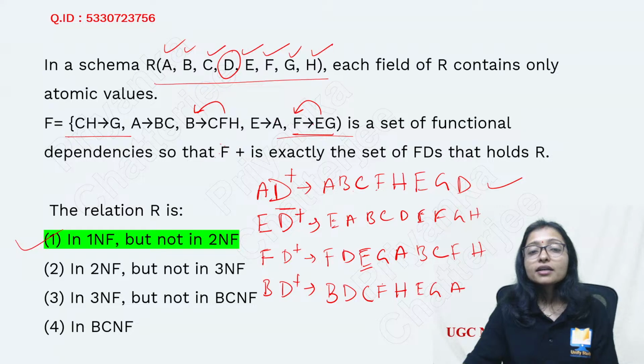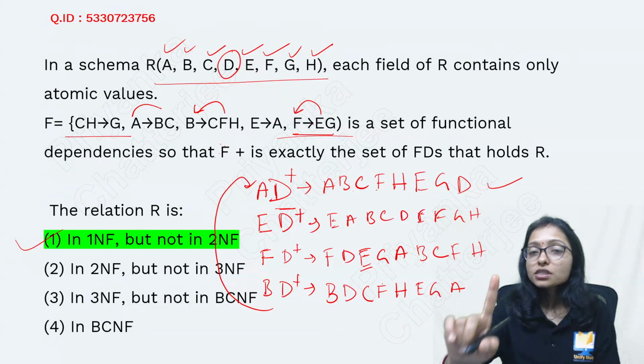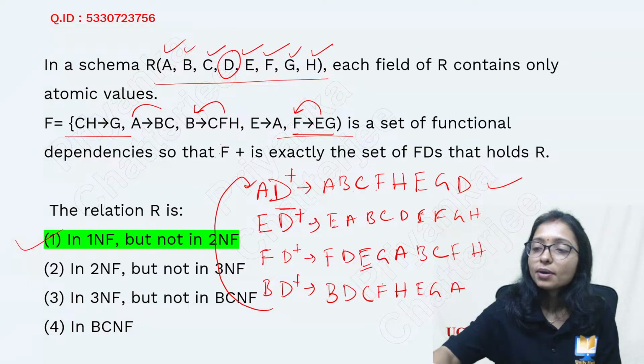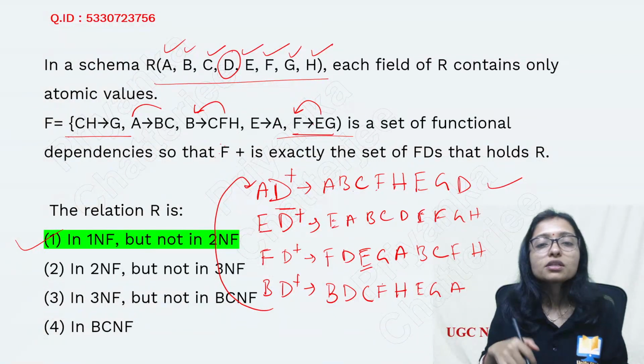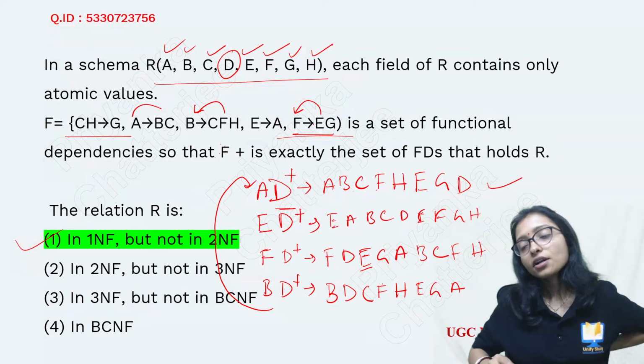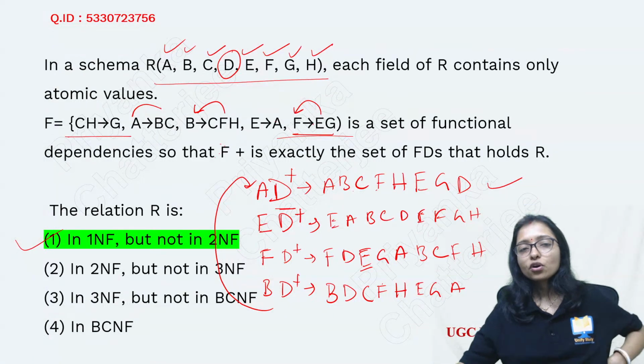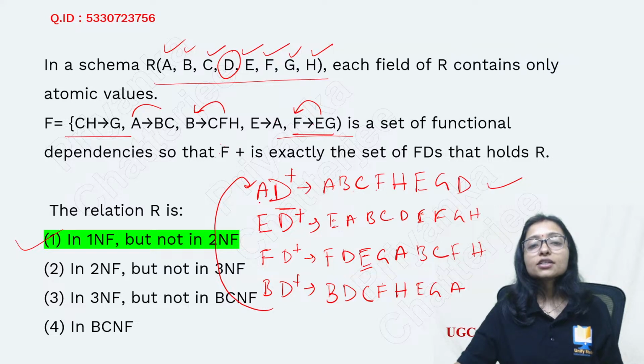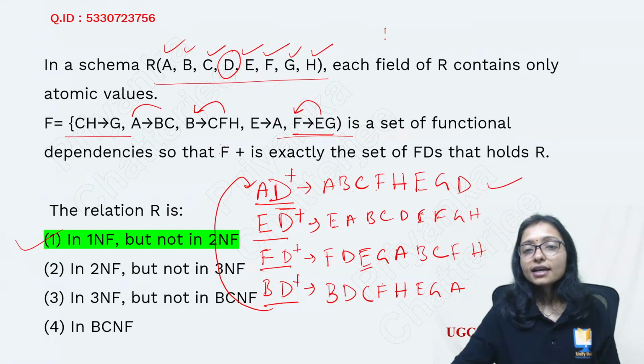Now can anyone determine B? Only A can determine B. Now it is a cycle, you can stop. These all are the possible candidate keys. Always remember, if you are not finding all possible candidate keys, then your answer will be 100% wrong. You got it? These all are my candidate keys.